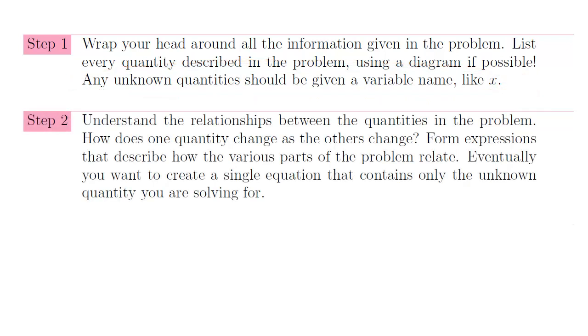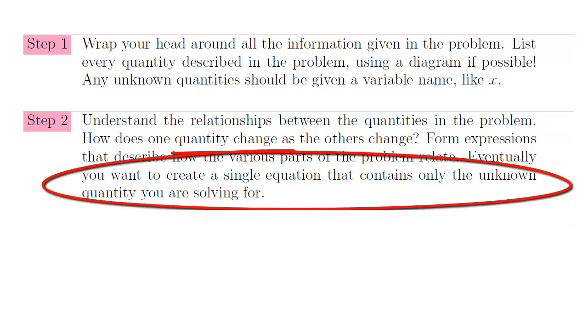Step 2. Consider the relationships between the quantities in the problem. For instance, if you have a rectangle, look at the length and the width. How do they relate to each other? How does one quantity change as the others change? Form expressions that describe how the various parts of the problem relate. And then the key step is you want to write a single equation that contains only the one unknown quantity that you're looking for.